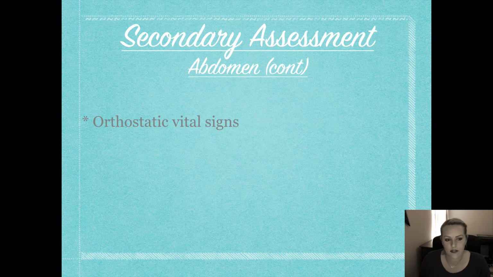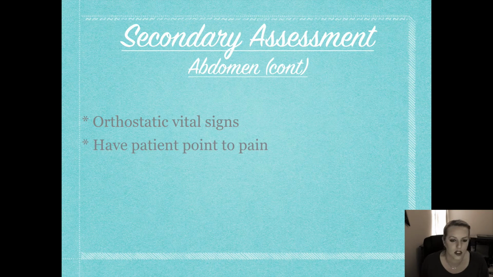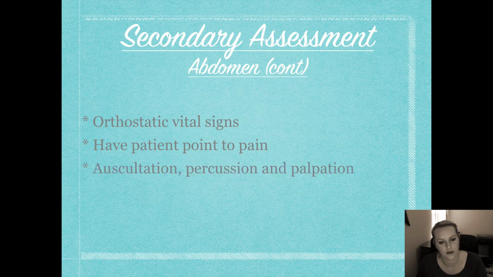So orthostatic vital signs. This is a drop in blood pressure, usually more than 20 millimeters of mercury, from when a patient is sitting versus when a patient is standing. On the abdomen, again, make sure you have the patient point to their pain. If they can point to it, it's not radiating anywhere and it's not diffuse.